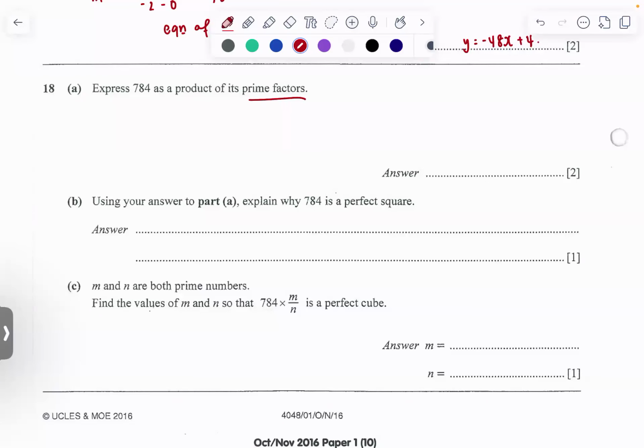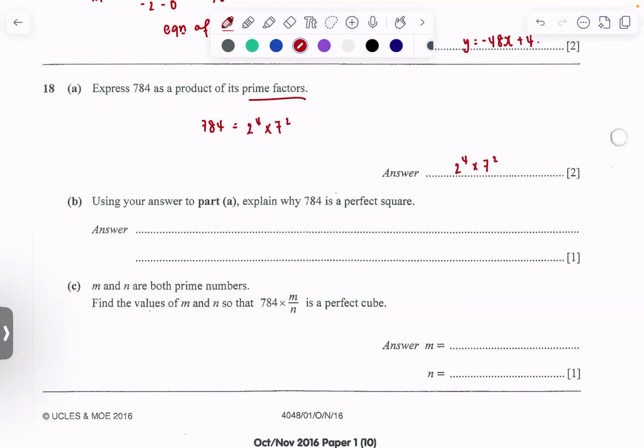Okay, question 18. They ask you to express 784 as a product of its prime factors. Normally you should just start dividing it by 2s, and then slowly go up to 3s or 5s or 7s. Let me just give you the final answer. This should be 2^4 times 7^2. Okay, this is the final form.